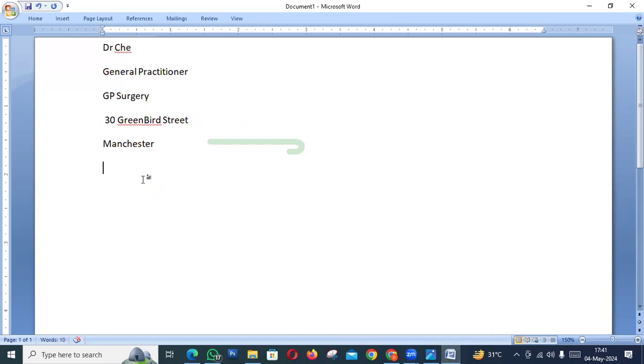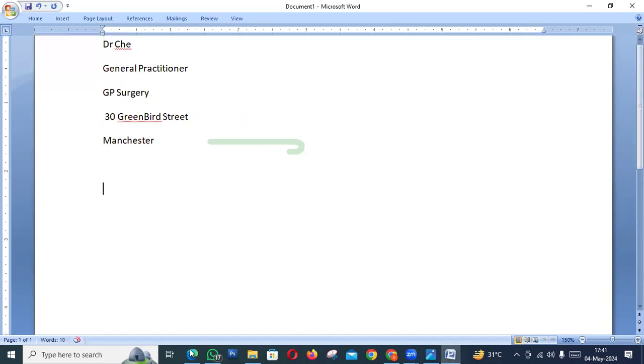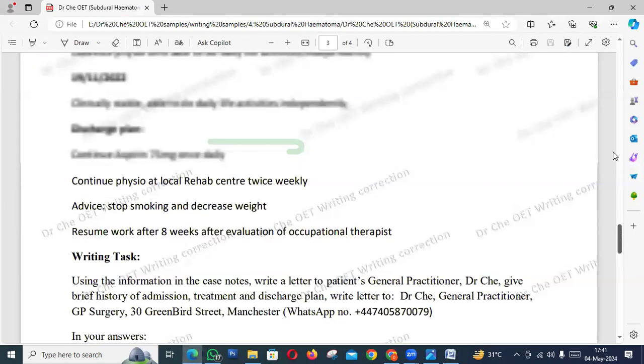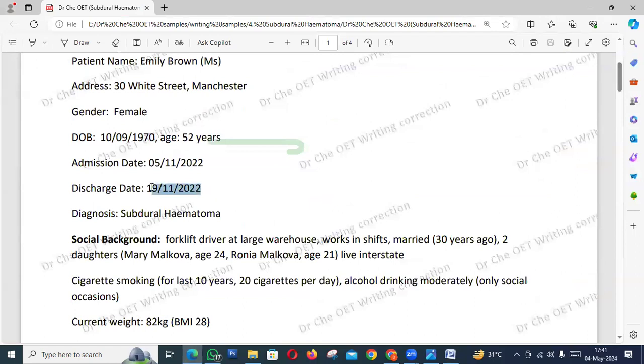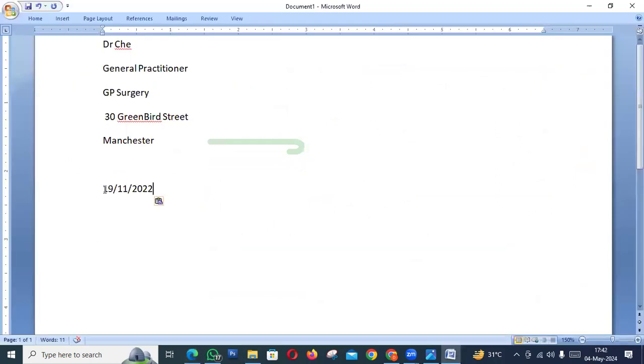Then you have to leave one blank line, and then you have to write the date. Which date will you write in this letter? The discharge date, sir. What is the discharge date here? This one, okay, 19/11/20. So you can write like this, one space before, one space after. But if you write the name of the month in words, that would be better, but it's not wrong. You can write in any way. Both are okay.